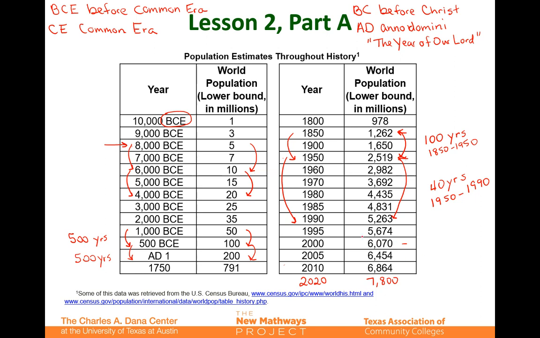Notice here, we go up a whole billion people from 1990 to 2005. In less than 15 years, we've added a billion people. It took us 2,000 years to add 2 million people. This is incredibly faster.